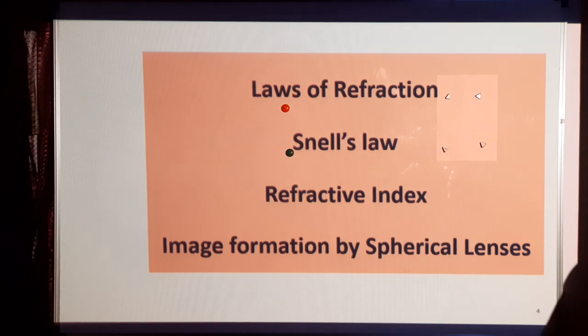In this video, I will discuss formulas related to laws of refraction, Snell's law, refractive index, and image formation by spherical lenses.